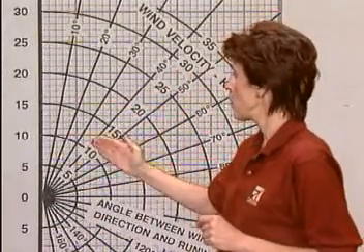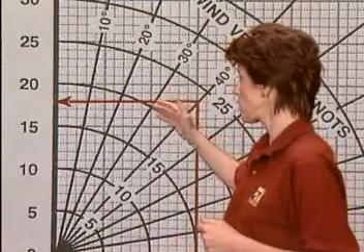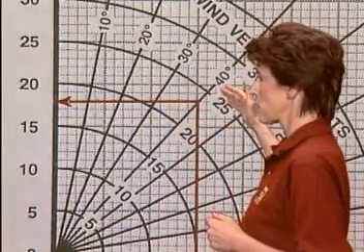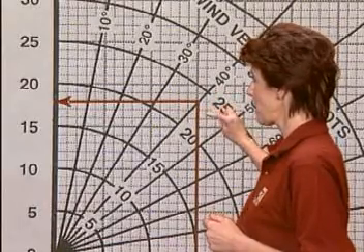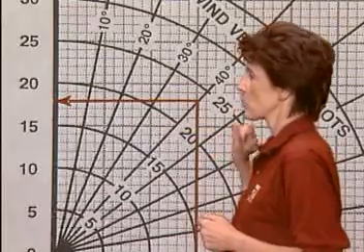Also, notice the wind strength arcs. There's one for 5 knots, 10 knots, 15 knots, and so on. We have a wind strength of 23 knots, which is going to fall between two of the arcs, between 20 and 25. So make a dot right here at 23 knots, right between the 20 and 25.